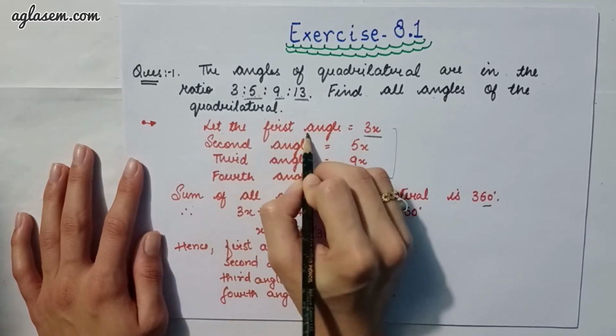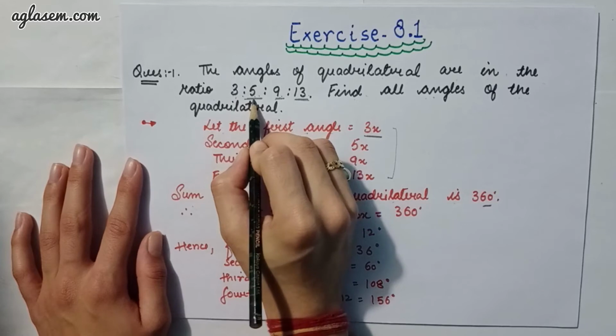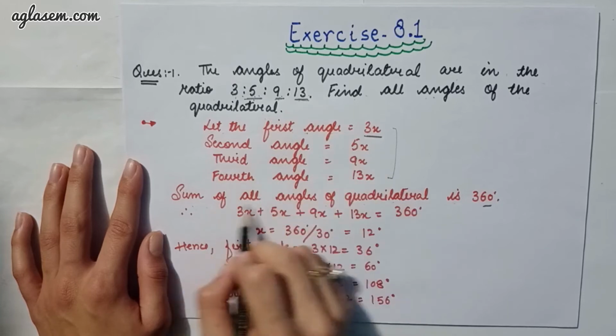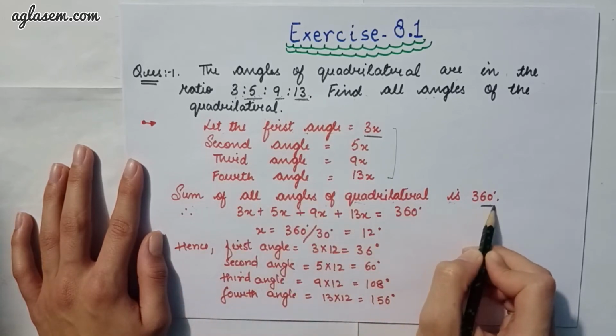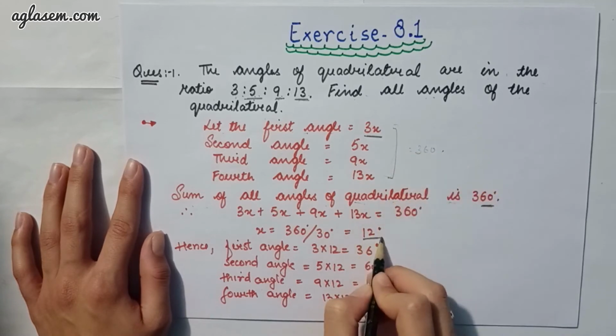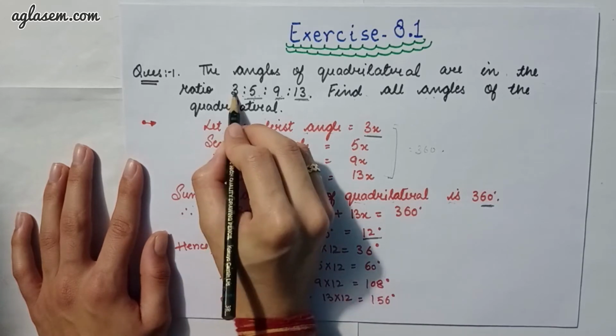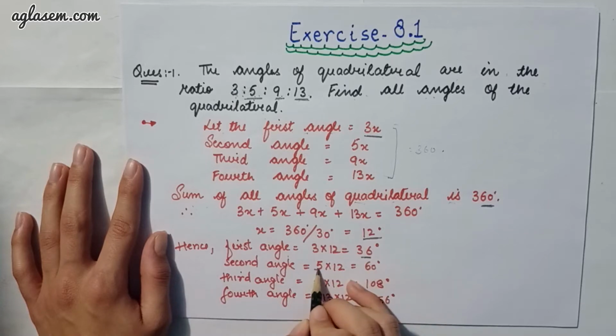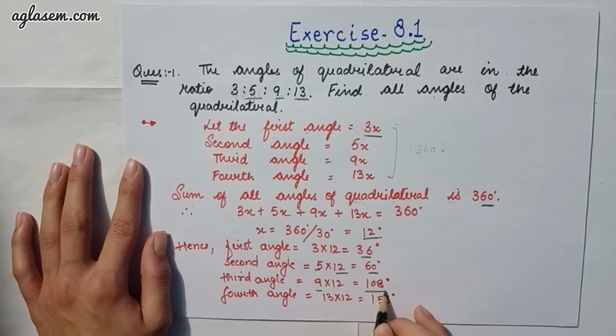So we let the first angle be 3x, second angle be 5x, third angle be 9x and fourth angle be 13x. We know that the sum of all the angles of a quadrilateral is 360. Keeping this equal to 360, we get x is equal to 12. So the first angle, 3x, is 3 into 12, which gives you 36. Second angle, 5 multiplied by 12, gives you 60. Third angle, 9 into 12, gives you 108. Fourth angle, 13 into 12, gives you 156 degrees.